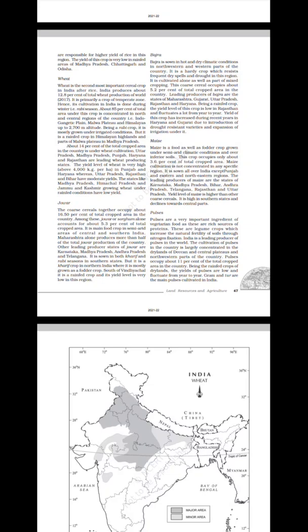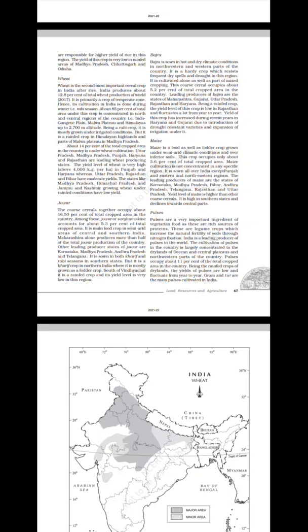It is sown in both Kharif and Rabi seasons in southern states, but it is a Kharif crop in northern India where it is mostly grown as a fodder crop. South of Vindhyachal, it is a rainfed crop and its yield level is very low in this region.